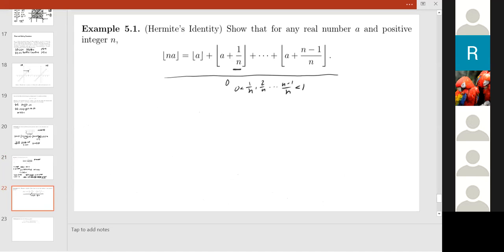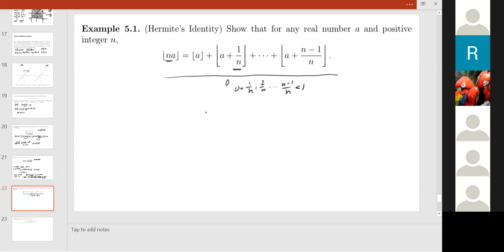So when a is an integer, the floor is just going to be a for all of these terms. So we have the right hand side is just a times n. And then since both n and a are integers, this is just going to be n. So this identity is true for integers.